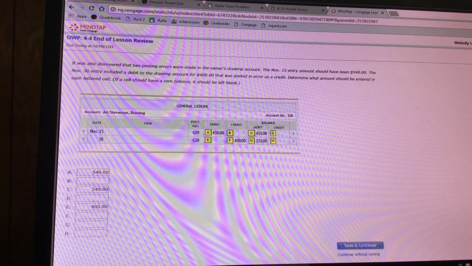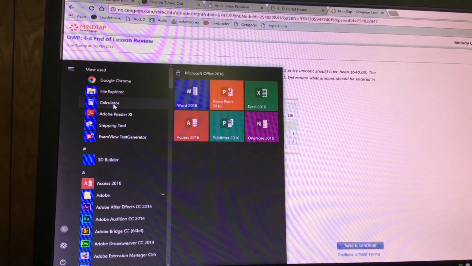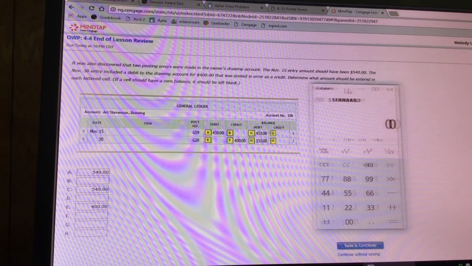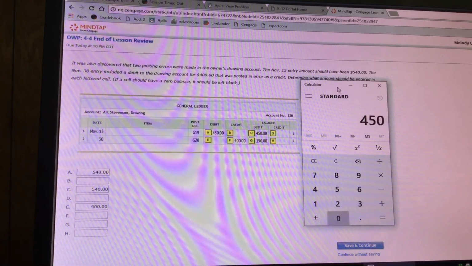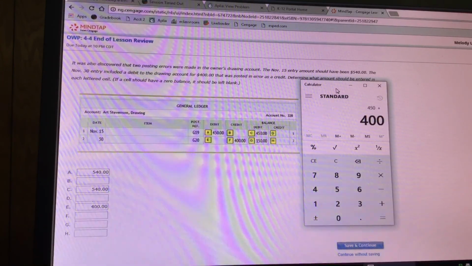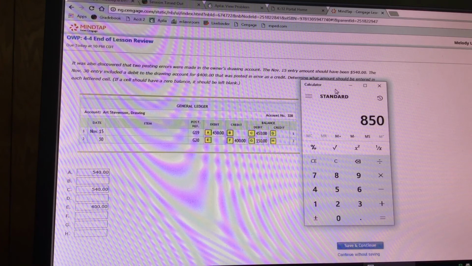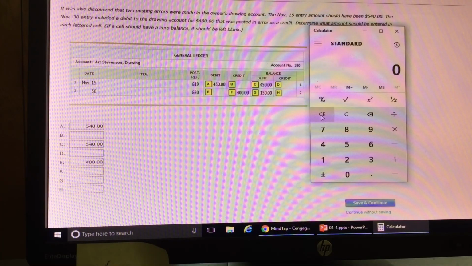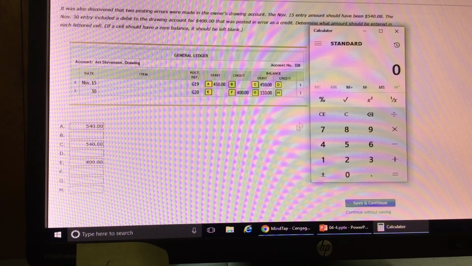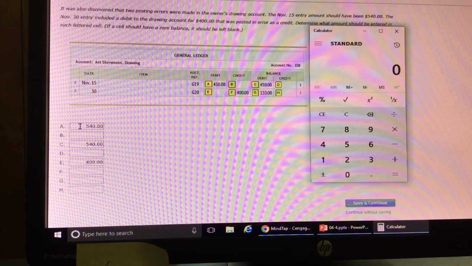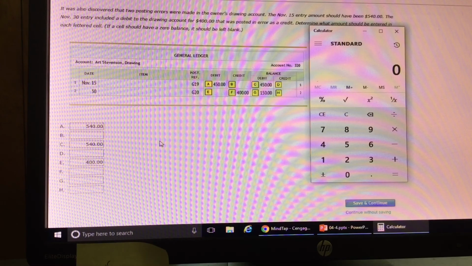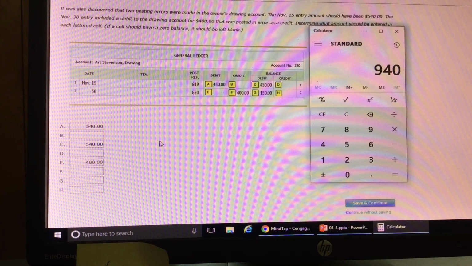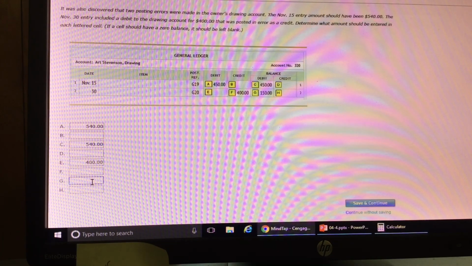So I'm going to get my calculator. And 450 plus 400 will give me an amount of 850. So I was adding the wrong amount. The amount that I should be adding correctly is the 540, which is the correct balance, and the 400. So 540 plus 400, my new corrected balance for box G is $940.